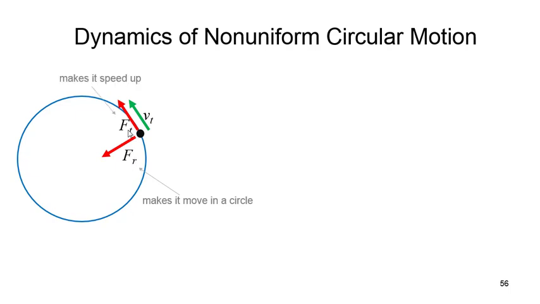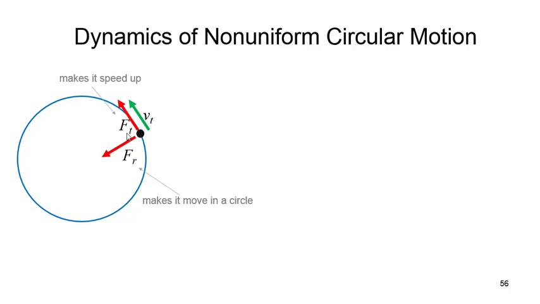This force is going to act, in this case, to speed it up because this force is in the same direction as the velocity. That means that it's going to be going faster. That's what this force is doing. If the force were directed in the opposite tangential direction, then it would be acting to slow it down.